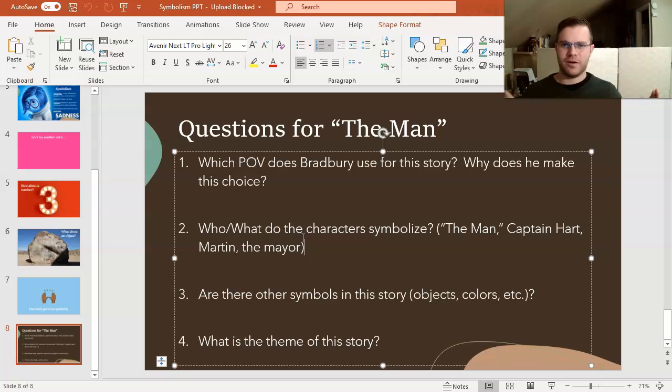Notice the different approach that Captain Hart and Martin have. Captain Hart's static. He doesn't change over the course of this story. Martin has a dynamic change. He's changed by the experience that these people have had, and he searches after that faith the right way and finds it at the end of the story. He gets to enter into the city and see the man face to face.